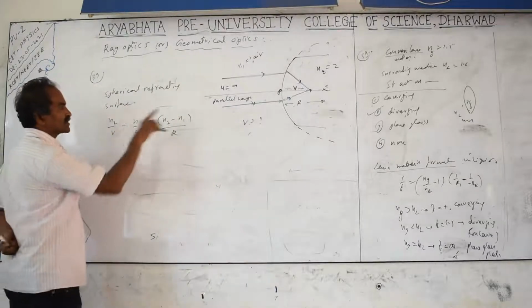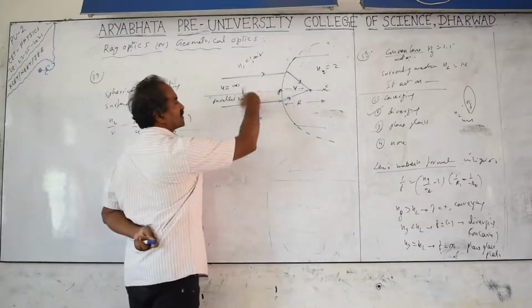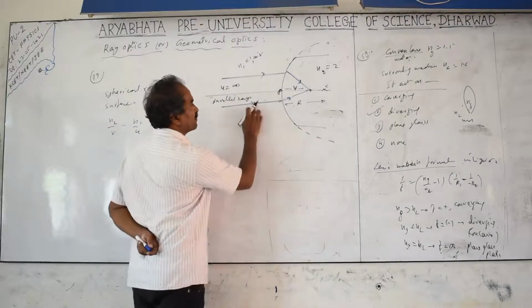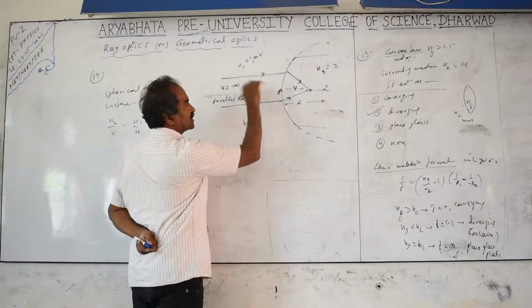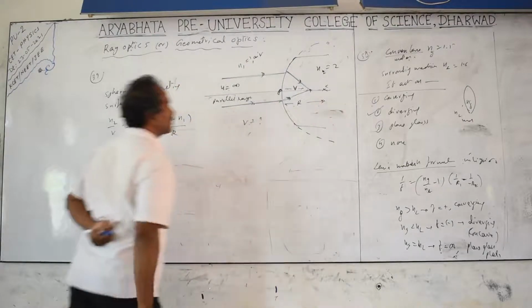In this case, the first medium is called the incident medium, or the object space, where the object is lying and the incident light rays are there. Where the image is supposed to form is called the image space, which is related to the image distance.